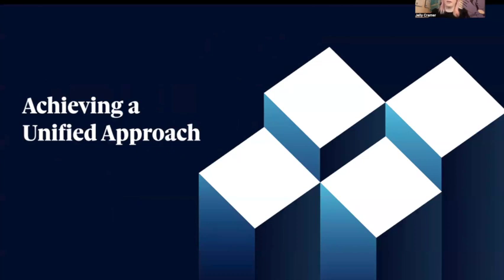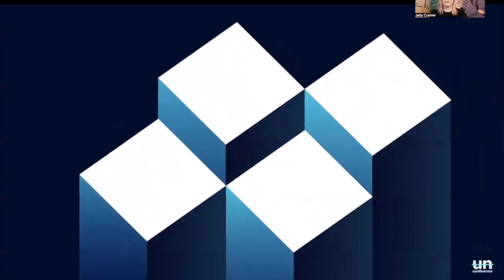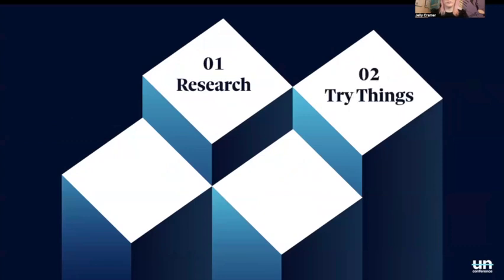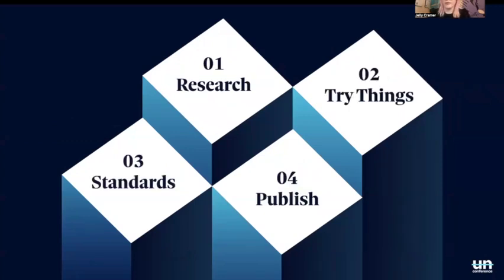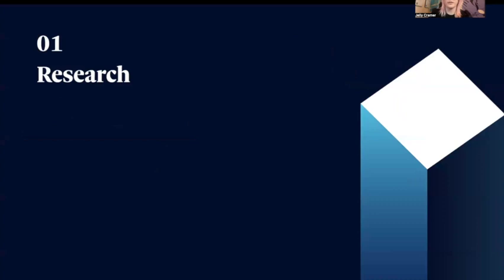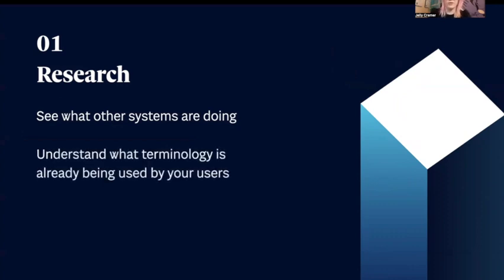So let's quickly chat about how to do this. I won't dive too deep here because many of these points have already been spoken about, but how do we apply all of this to terminology specifically? We've got 4 steps to look at. We got research, try things, standardize, and publish. So if we look at research first, you can see what others are doing. Look at other design systems, find design system articles, there's a lot of help on LinkedIn. And you can also understand what terminology is already being used within the company or your users and possibly add that into your design system.